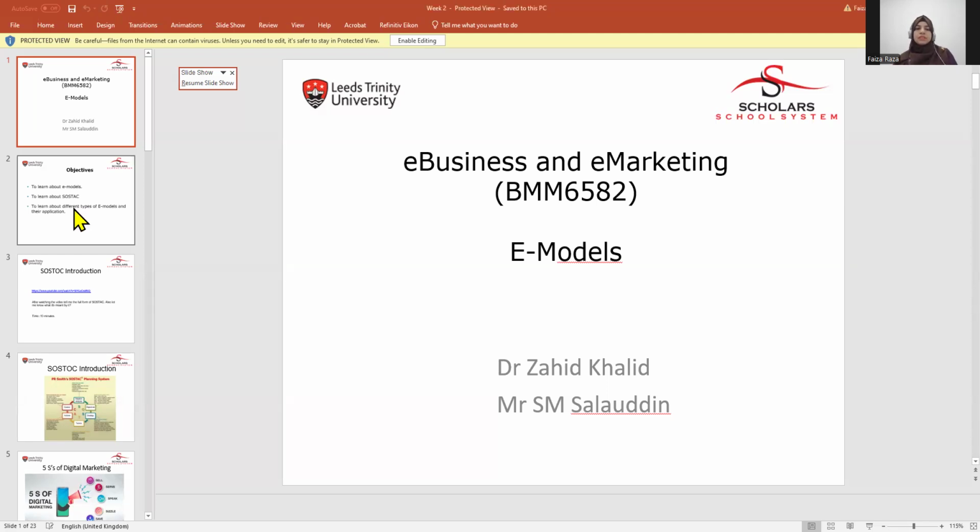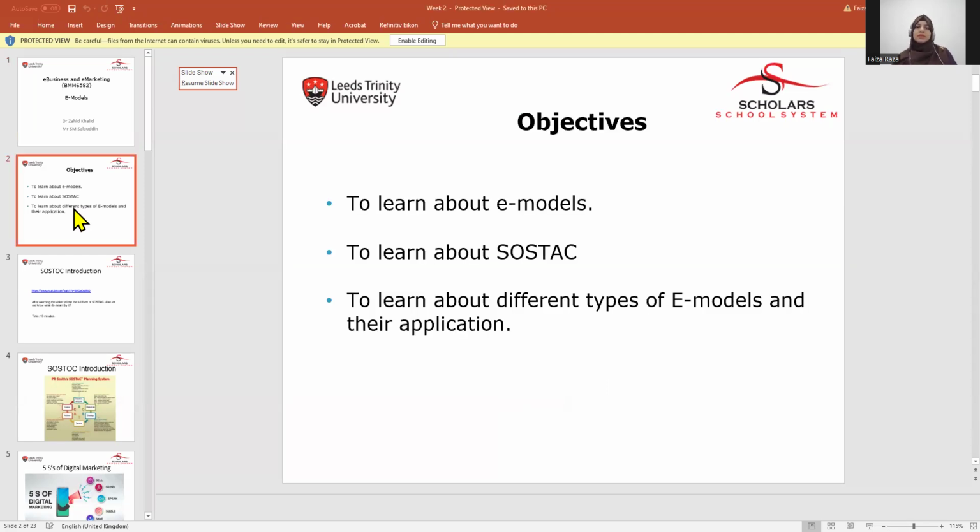The objectives for the lecture are basically to learn about e-models, to learn about SOSTAC, which is a model we'll discuss in detail, and to learn about different types of e-models and their application.